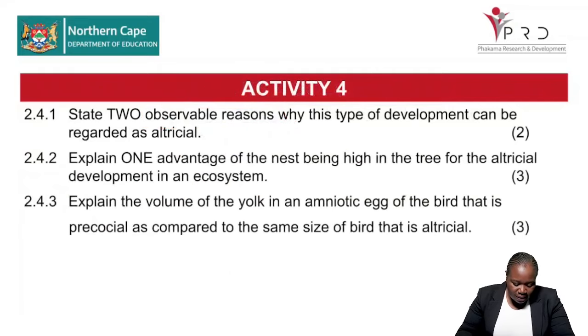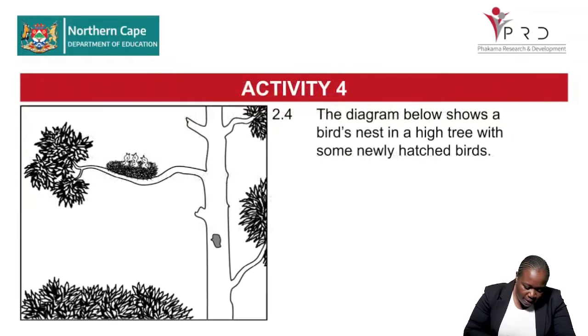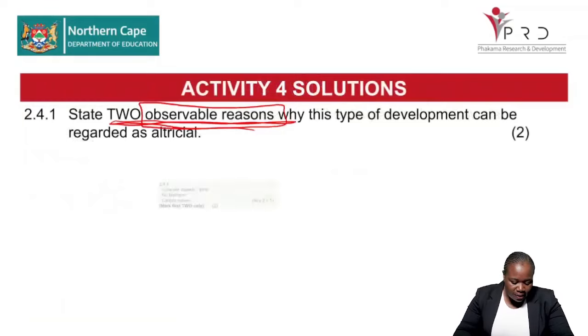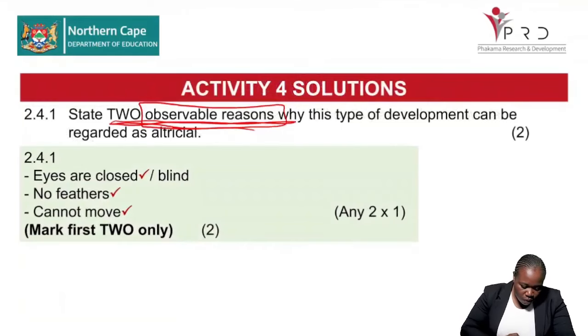How do we see that this is altricial? The eyes are closed, they cannot move, they do not have down feathers, and they cannot feed themselves. So we can then see that this is altricial. Eyes closed, no feathers, and they cannot move.